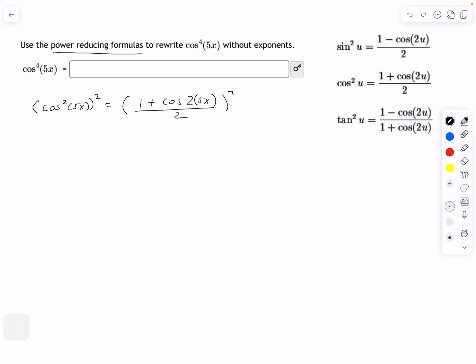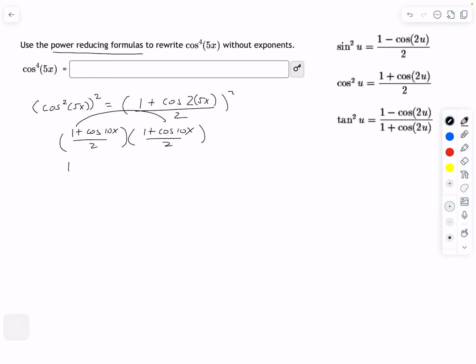So this will be 1 plus cosine 2x, we'll call that 2 times 5x, so 10x, over 2 times 1 plus cosine of 10x over 2. We'll write it out twice. See, that's what square means. It means we're going to multiply them twice. And we have a rule here where we just multiply a binomial by binomial. So we can do the top really quick to be 1 times 1 is 1.